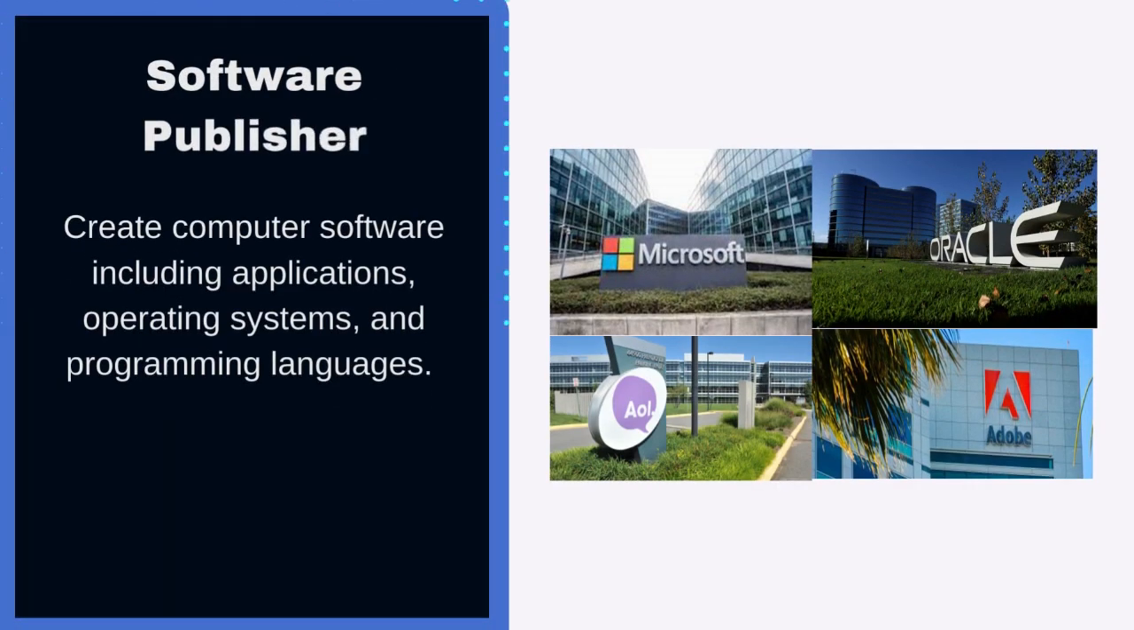Another is software publishers. They create computer software including applications, operating systems, and programming languages. Examples of software companies include Microsoft, Adobe Systems, Oracle Corporation, Electronic Arts, and Computer Associates.